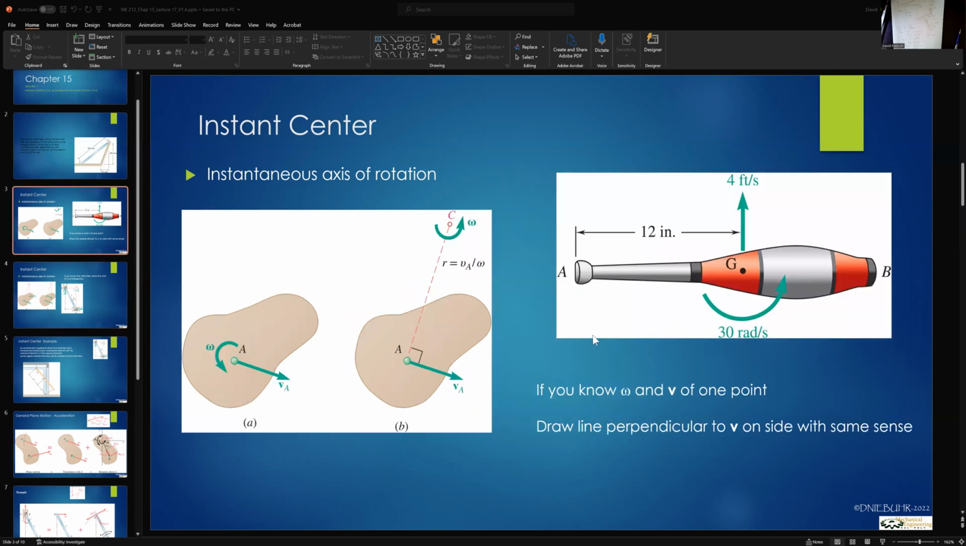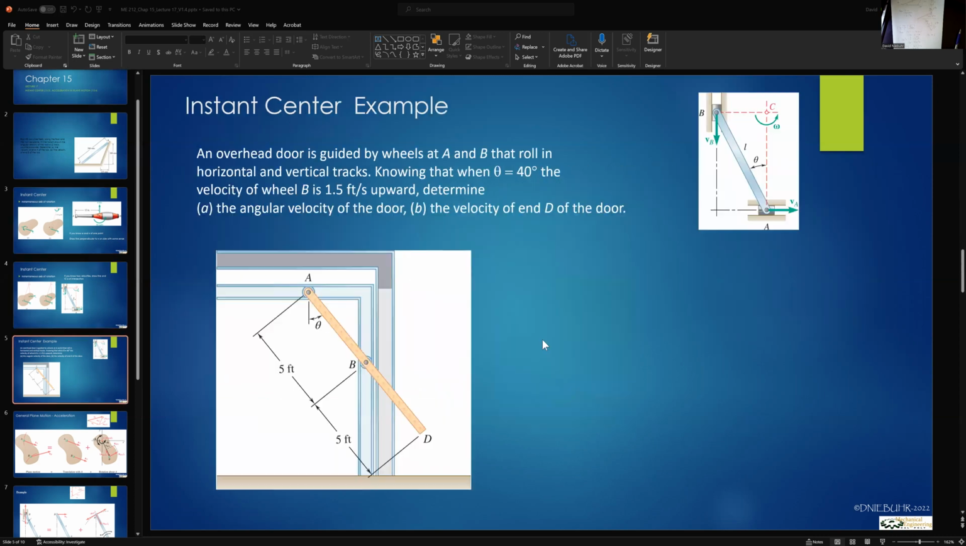So let's go ahead, and before we look at the juggling pin from here, because we can look at that from an instant center point of view, I want to look back at this problem here. Recall that we did this one in the last lecture, so you know the objective was to find the velocity of the door D. I just want to go over this one, showing how we could have used instant center instead and got the same answer, and it would have been a slightly quicker process.